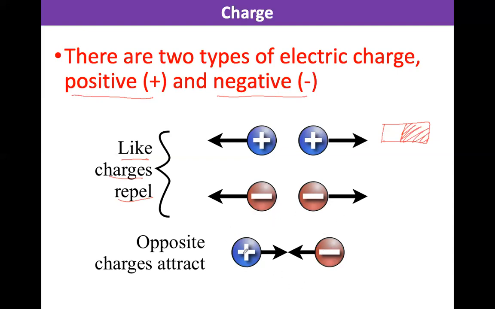So for example, if a balloon is positively charged, and a wall, I'm just going to pretend that's a wall, is negatively charged, they will stick to each other because they're attracting. Any objects that are opposite will attract, but if they're the same charge, they will repel.